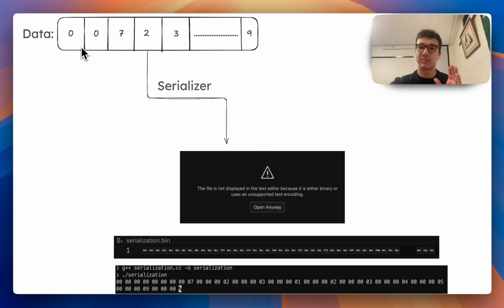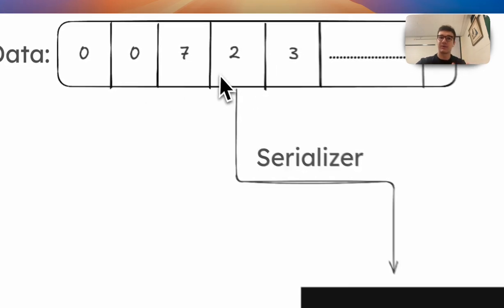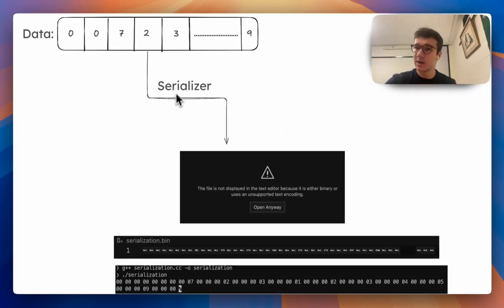So let's say you have an array. This is the array 0, 0, 7, 2, 3, 9, right? This goes through a serializer. Let's make an abstraction and not think of this first. So this just converts the data, as we said, into a format that can be written and then decoded later. I converted it into this format, which is binary format. You will use it probably in your project.